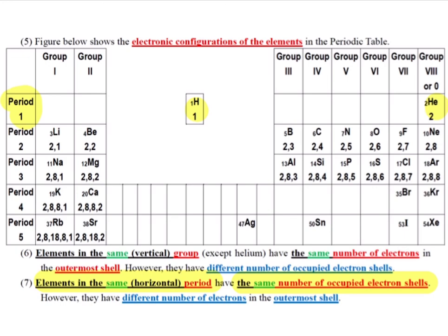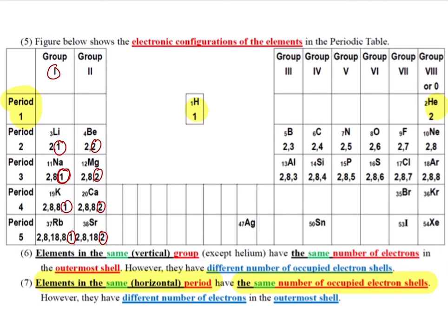So then, how about group number? The group number is equal to their outermost shell electron number. For example, for group 1, except hydrogen, which doesn't belong to any group, okay? For group 1 metals, for example lithium, sodium, potassium, rubidium, they all have one outermost shell electron, so they are in group 1. Alright? And then for group 2, they all have 2 outermost shell electrons.